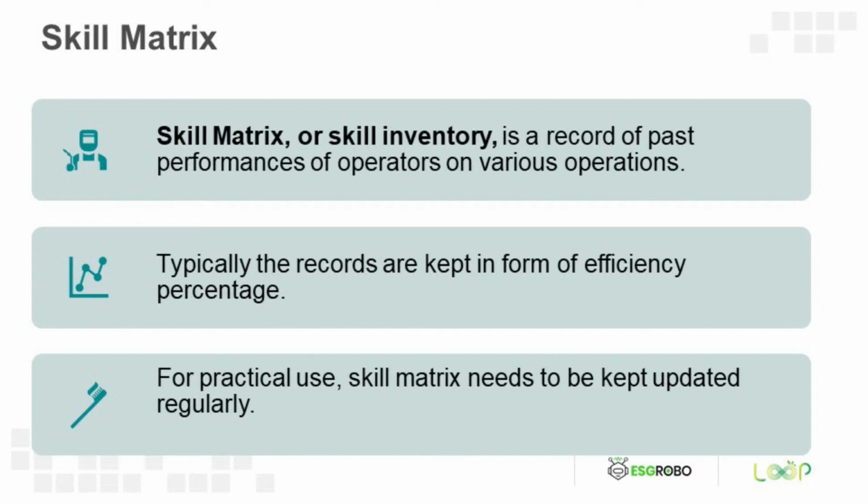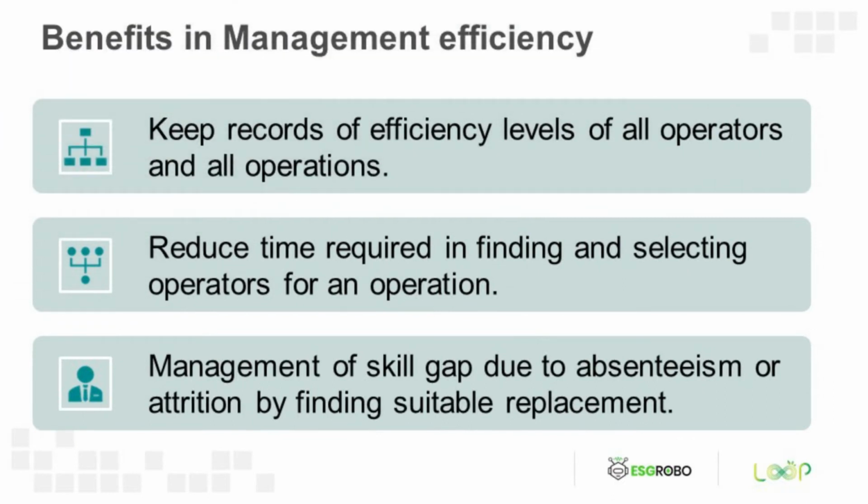For any practical purposes, this is not a static document. It is very important that a skill matrix is always updated with the latest data. There is attrition, there is absenteeism, there is performance improvement. The workers go through various kinds of trainings, they move between different kinds of operations. So it is very important that the matrix is always updated. Then only it is useful. Otherwise, it becomes a historical kind of document.